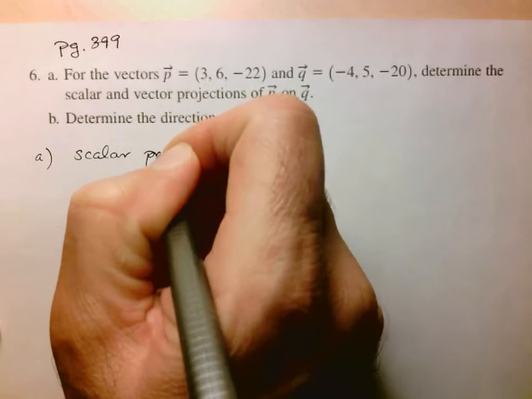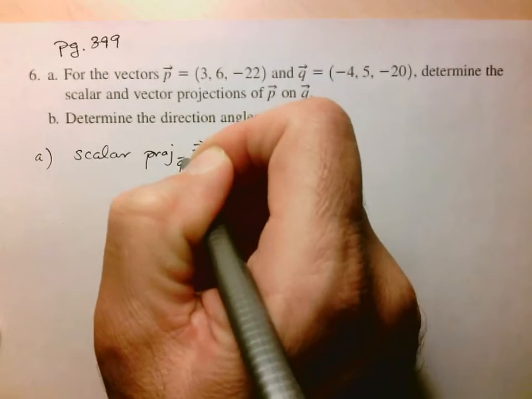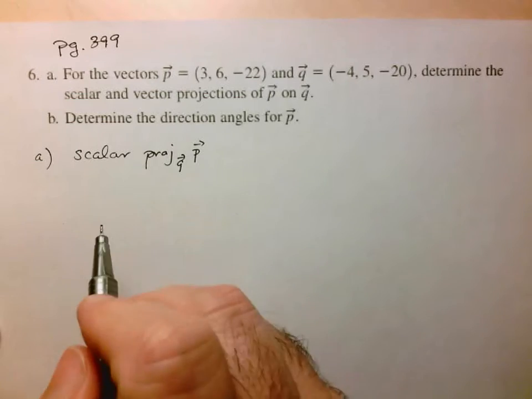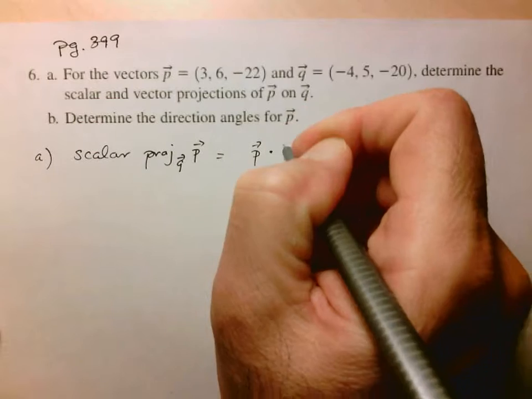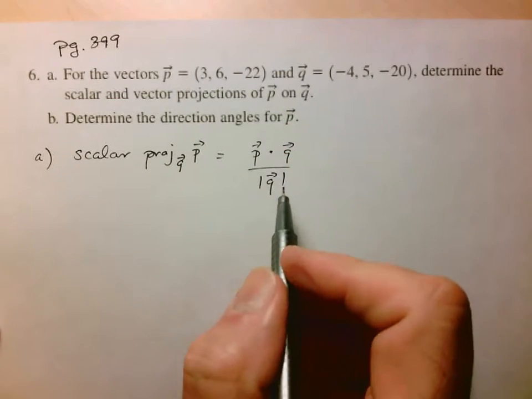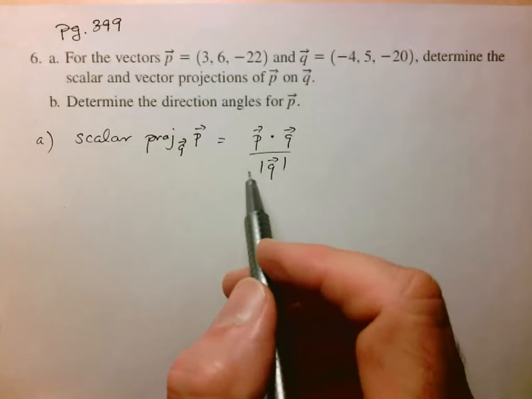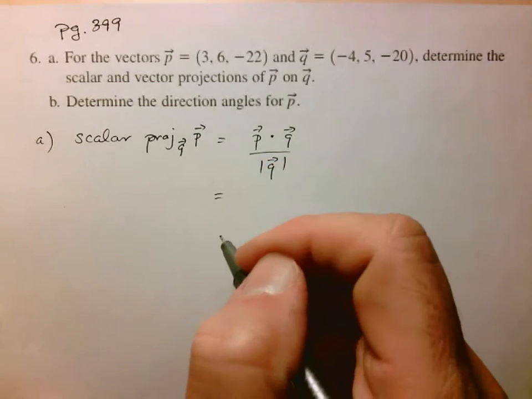So we have the scalar projection of P on Q. Remember, this is how we write it. This is what we're projecting, this is what we're projecting onto, and that's given by P dot Q divided by the magnitude of the vector that I'm projecting onto. Notice how when I'm giving the formula, I try to always say what each of these things represents. So it starts with P dot Q.